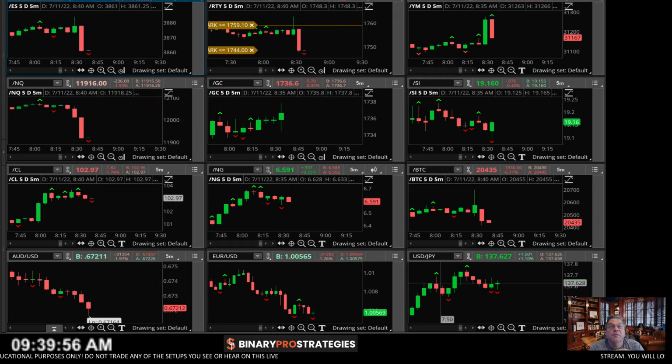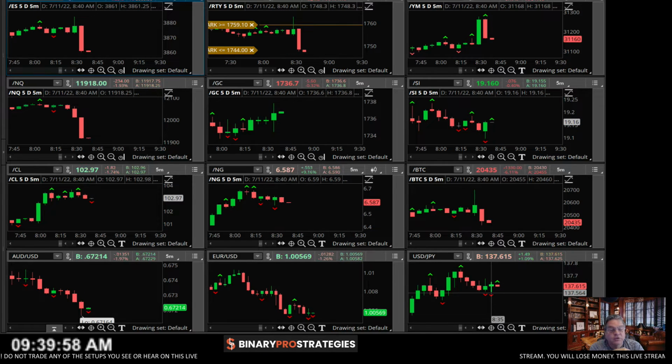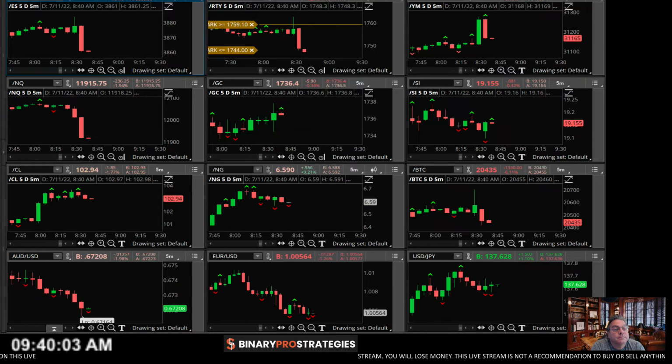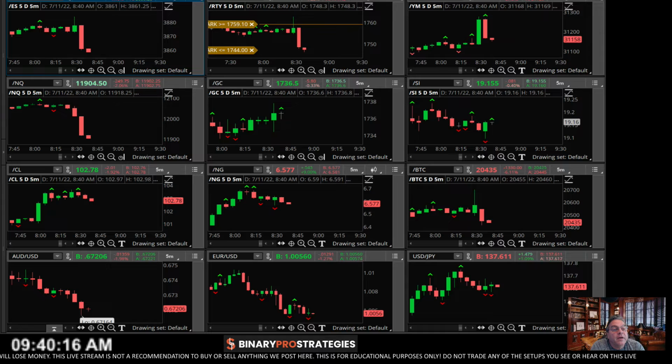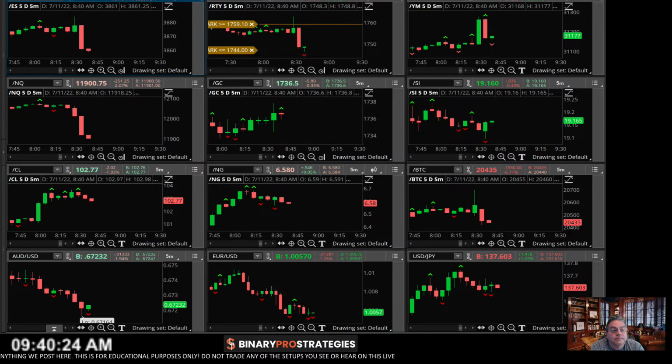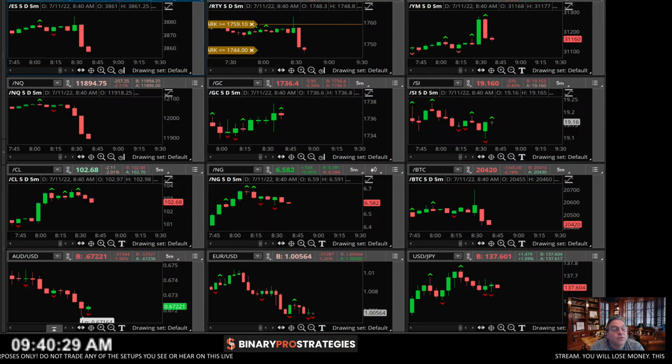Double possible short coming up in the US yen. There you go. There's a short on the US yen. Let's see here. This is going to be one of the core patterns here. Now on these core patterns, we only hold the trade for about 4 to 5 minutes max. That was a 137.65 short.